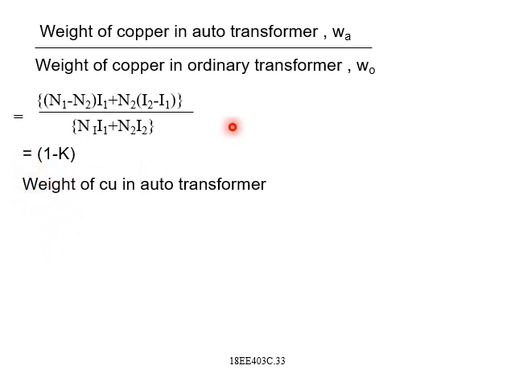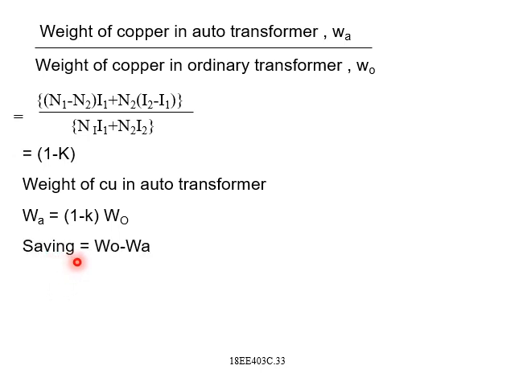So here we can understand that WA equals 1 minus K into W naught. You can see here, the weight of copper in an auto transformer WA is equal to 1 minus K into WO, the weight of the copper in an ordinary transformer. That means if we know the weight of the copper of the ordinary transformer, we can simply multiply it with 1 minus K, where K is the transformation ratio, and then we can find the weight of the copper in the auto transformer.